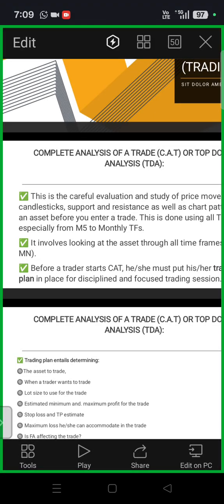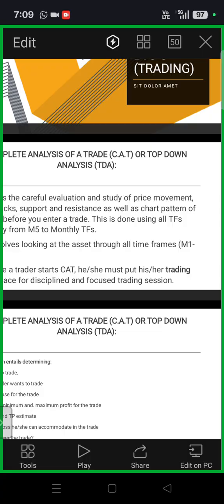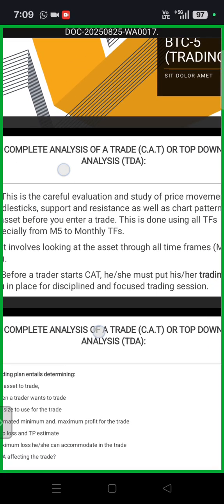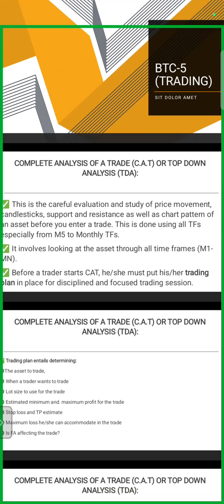We'll be looking at complete analysis of a trade, or what we call top down analysis. It is a very important analysis in trading. You will always need it forever. Very important. And that is the careful evaluation and study of price movements, candlesticks, support, and resistance, as well as chart patterns of an asset before you enter a trade.